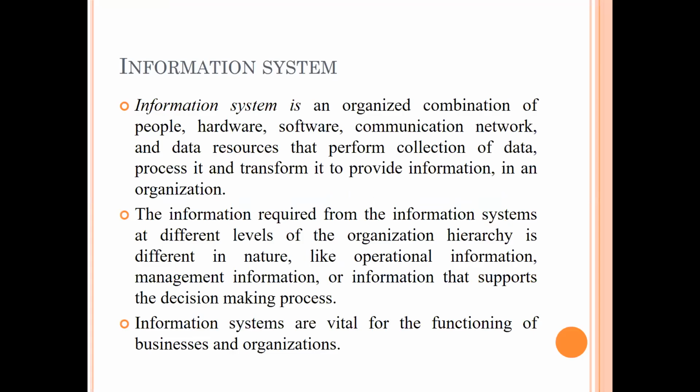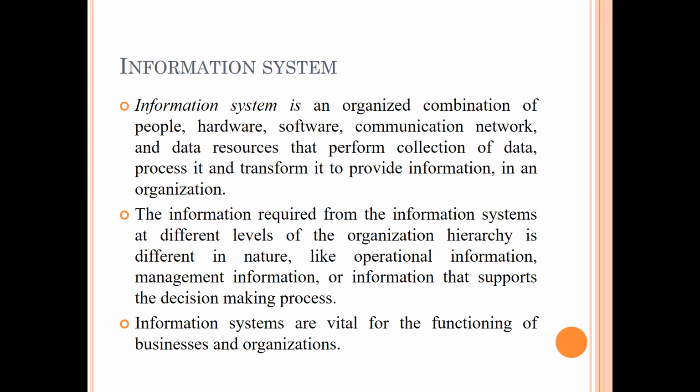So we'll head into the introduction and define what an information system is. An information system is an organized combination of people, hardware, software, communication network, and data resources that perform collection of data, process it, transform it, and provide information in an organization. So as mentioned, just a combination of people, hardware, software, and communication network that perform collection of data, process it, transform it, provide information in an organization.